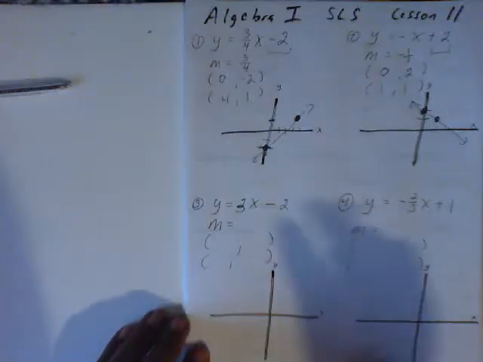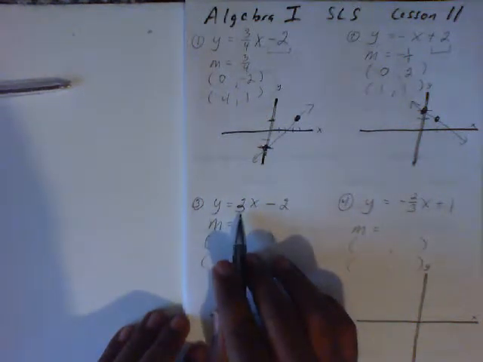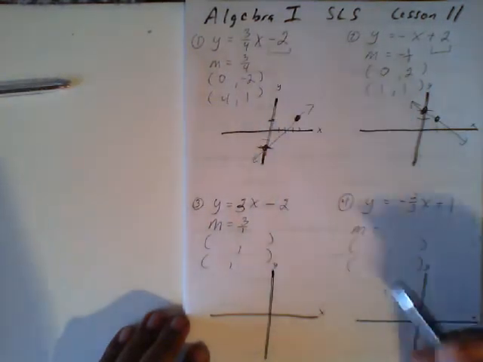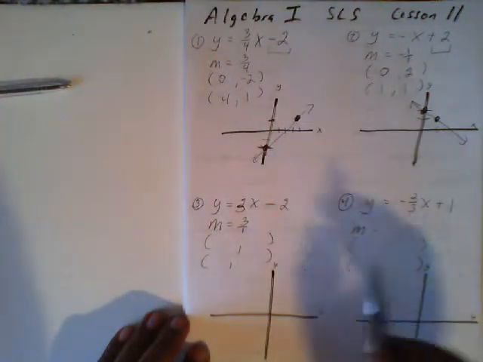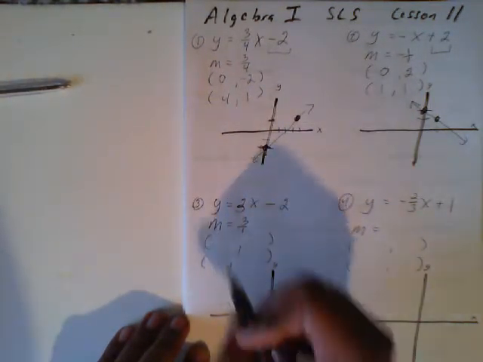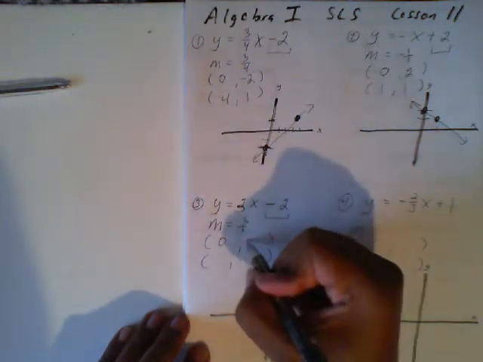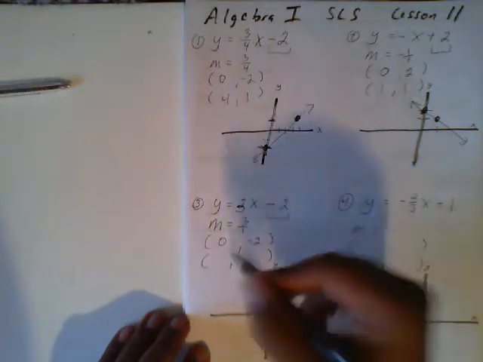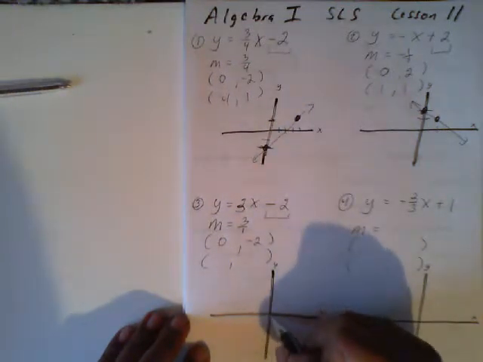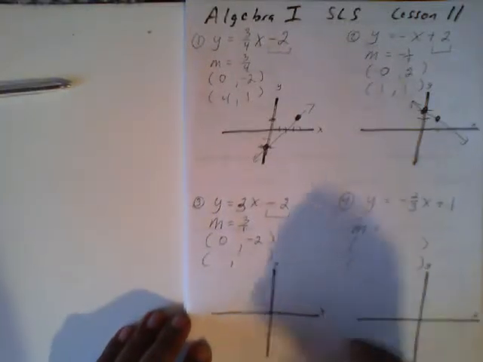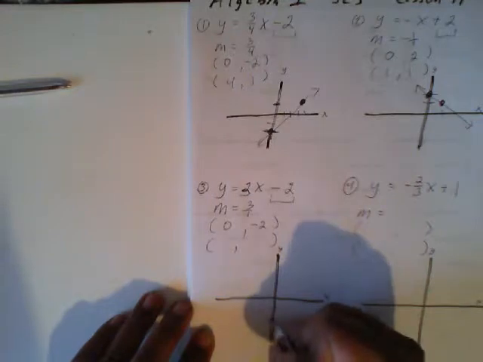On number 3, my slope here will be 3, which is in front of the x, but I'm going to place it over 1 to get my run. My y-intercept will use x is 0, and we'll use -2 as my y. So 0, -2, here's where x is 0, and where y is -2 would be here.